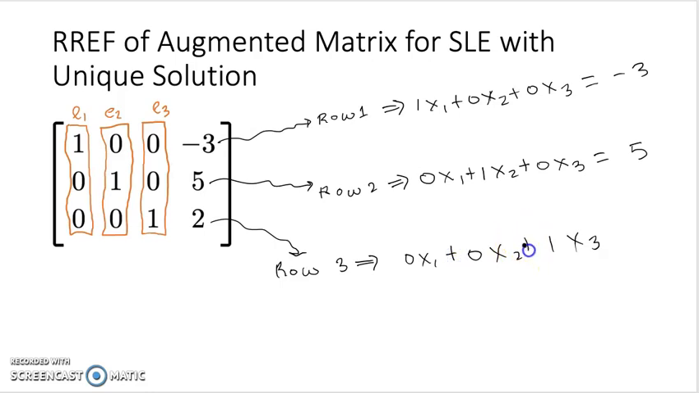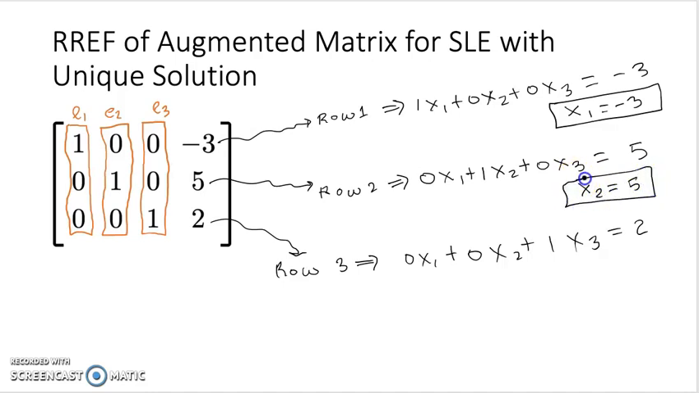And so this equation is equal to 2. So from each of these equations, basically we obtain here x1 equals -3. That's what we deduce from the first equation. The second equation becomes x2 equals 5. And the last equation gives us x3 equals 2. Okay, so this is a unique solution.